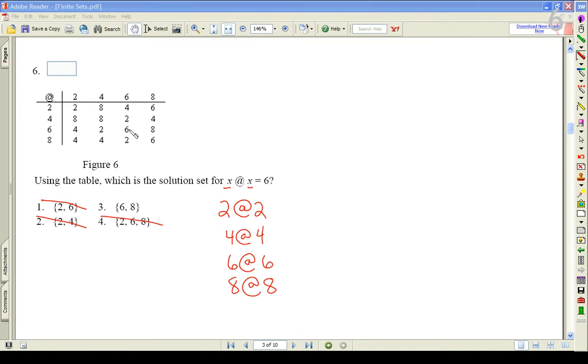So if I go down to 6 and then across until I reach the 6th column, hey, I do get 6 out. We're going to do the same thing for 8 to make sure that one works as well. So I go down until I reach 8, and then I go to the 8 column. And there's 6 again. 3 is definitely the correct answer.